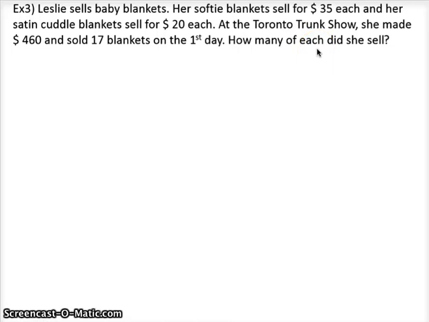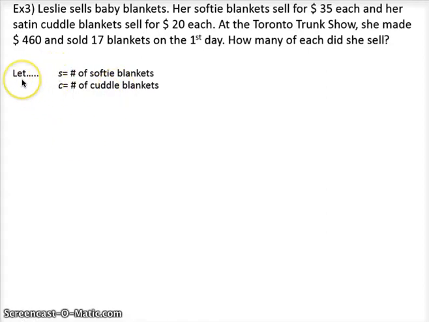So we have a word problem. We don't have our variables defined, so we need to do a let statement. So I'd like you to pause the video and write your let statement of what you're looking for, your unknowns. Okay, so you should have your unknowns are the number of softy blankets and the number of cuddle blankets. You can use S and C, you can use X and Y, as long as you have your let statement. Next, you want to come up with your equations. So pause the video and write your equations and then come back.